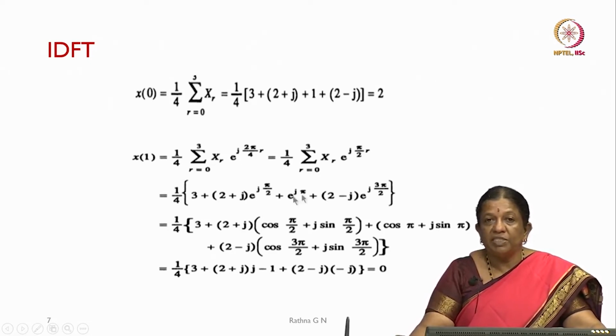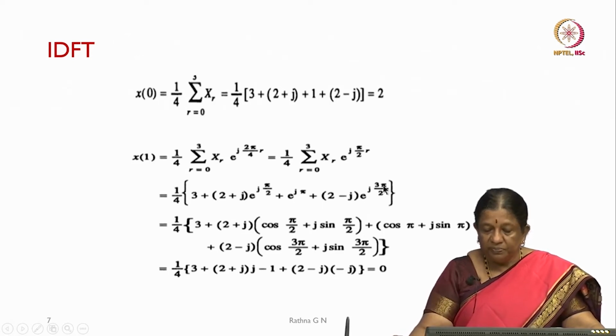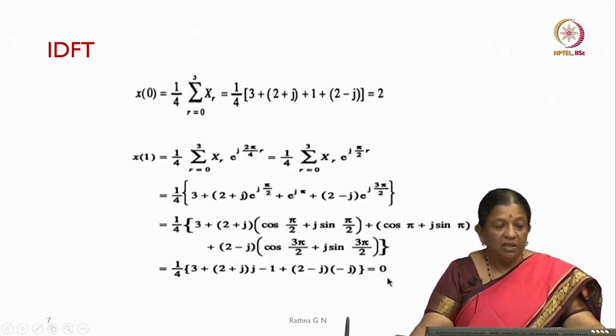Expanding this, we get 1 by 4, and we apply the DFT equation with the values we have. 3 plus 2 plus j is the x1, then e power j pi by 2 plus e power j pi plus 2 minus j into e power j 3 pi by 2. When we expand this, we get 0. You can simplify this and see that the output is 0.